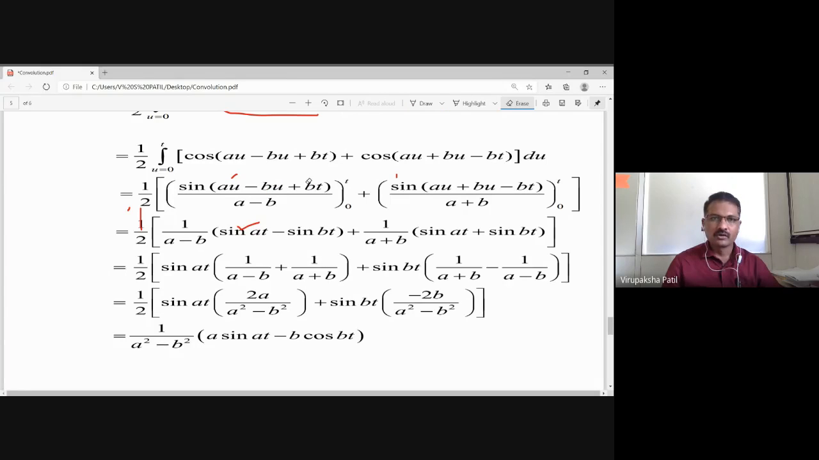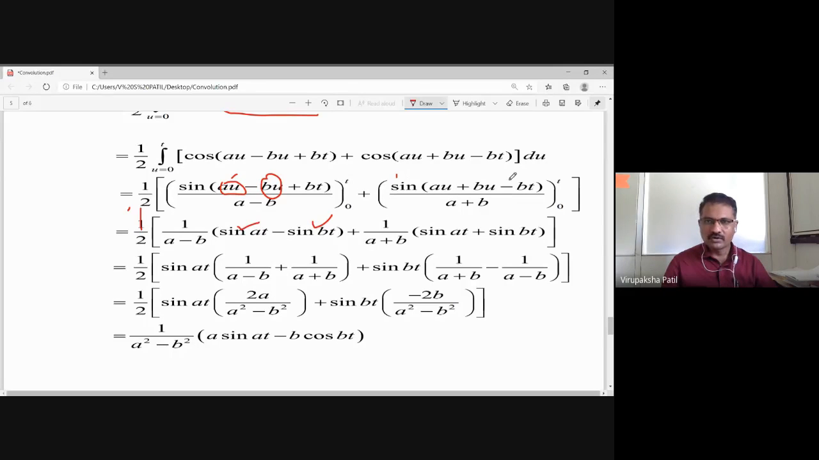Minus lower limit. What is your lower limit? Lower limit is put u is equal to 0. If you put u is equal to 0, what happens? This becomes 0. This becomes 0. You are left with only bt. So minus sine bt you will get, which you have written here. Okay, this is over. Next, plus.